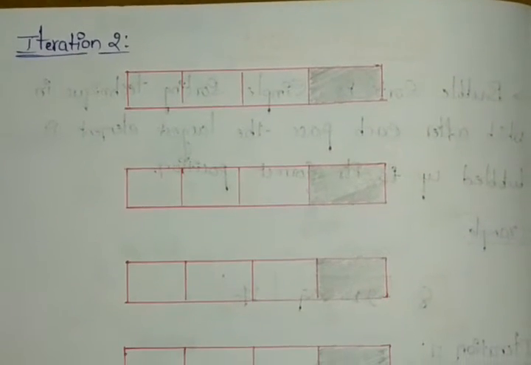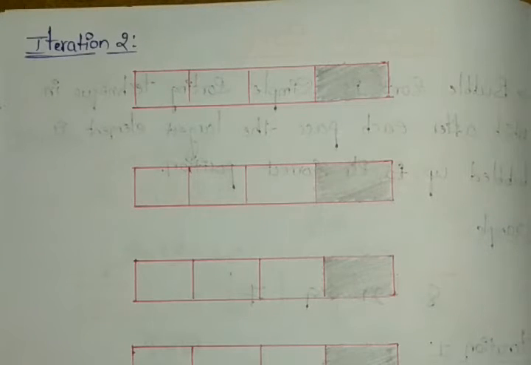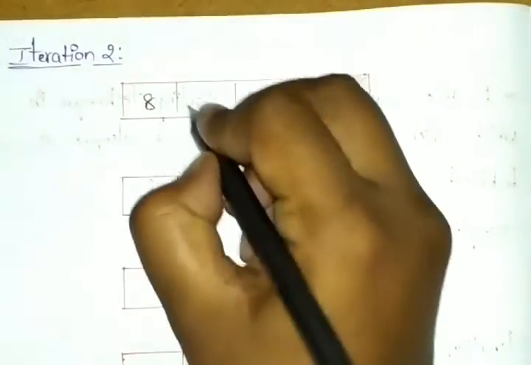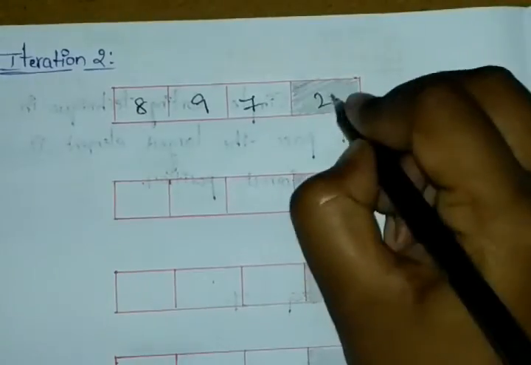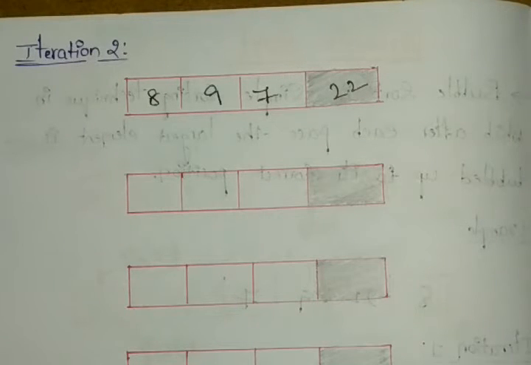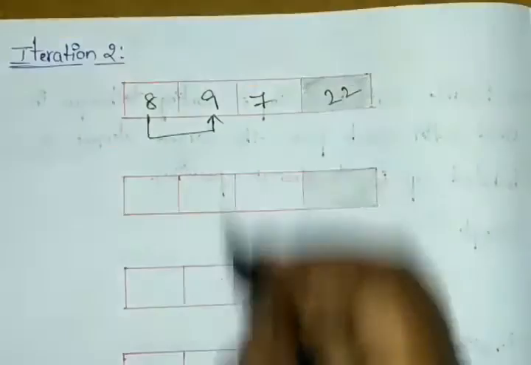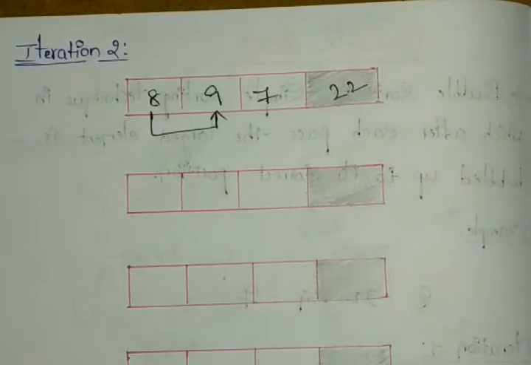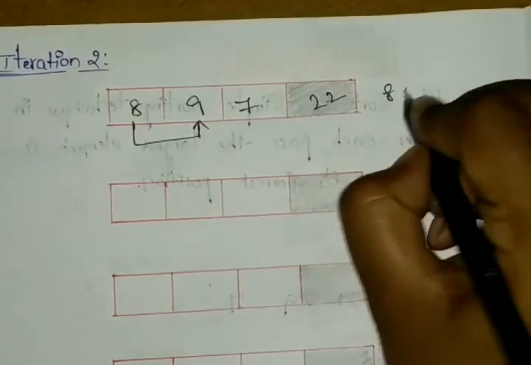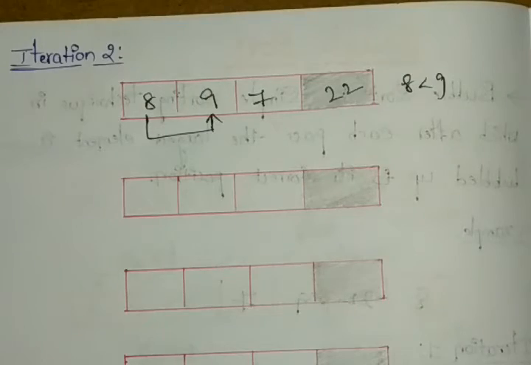After that we move to iteration 2. In this pass, the elements are 8, 9 and 7, and 22 is already done and sorted, right? Now in the second iteration we start the process again, the first element with the second element. Yes, this is also the same. 8 is less than 9, there is no problem here, and the positions stay the same.